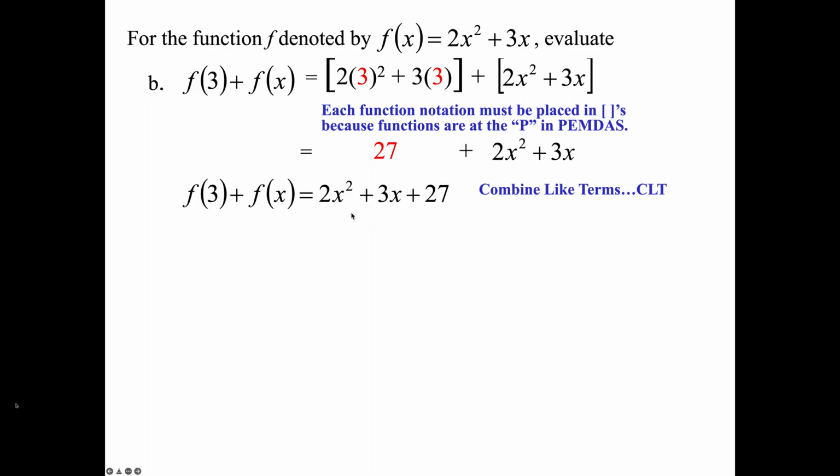One of the things you will notice in my math lab is they'll probably tell you next to the text box, write your answer in descending order of powers on your variable. So we'll put the 27 at the end.